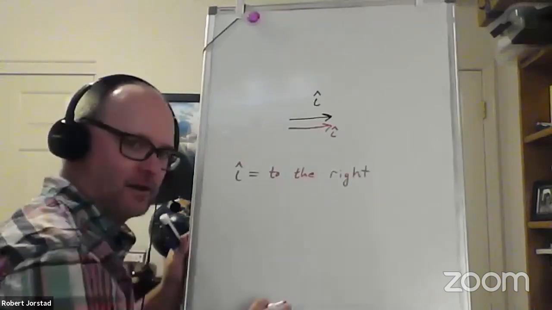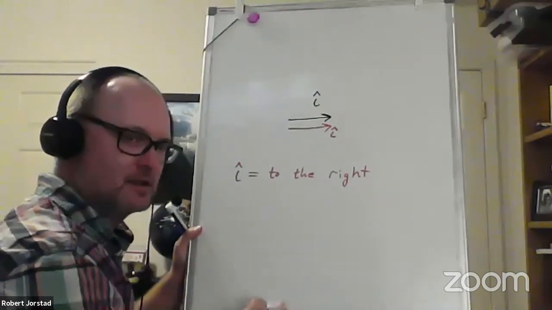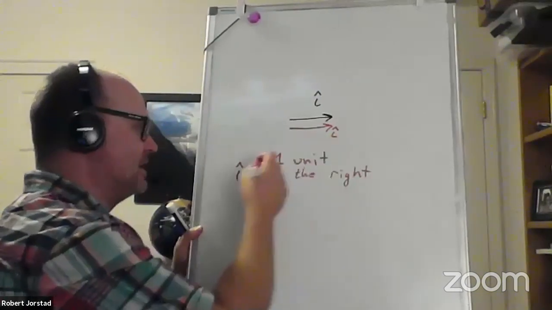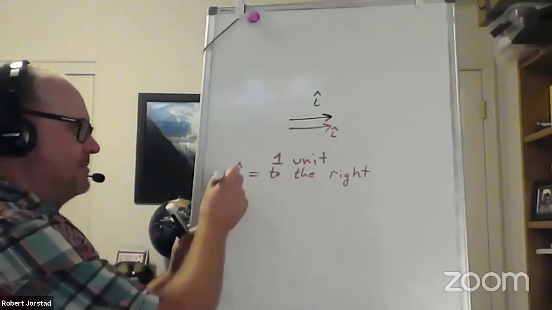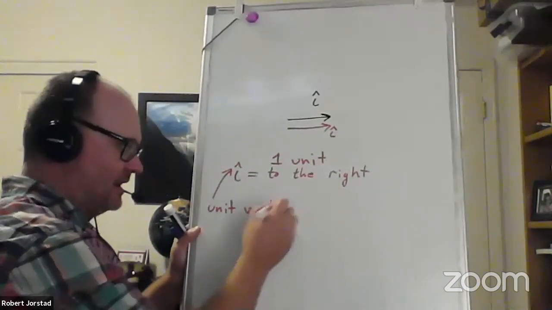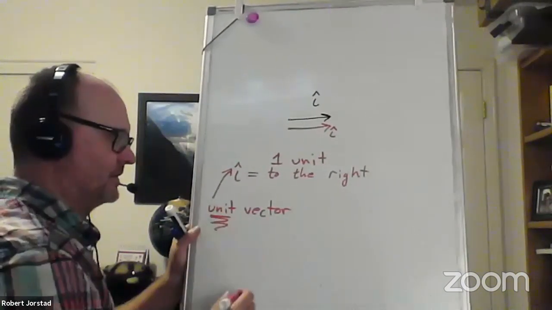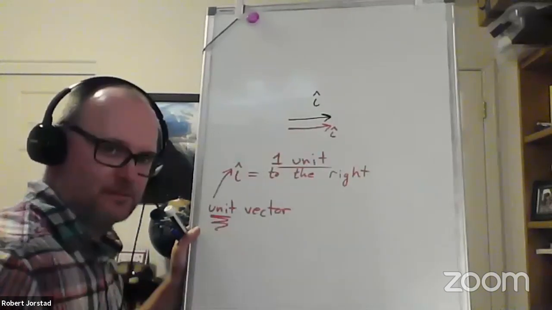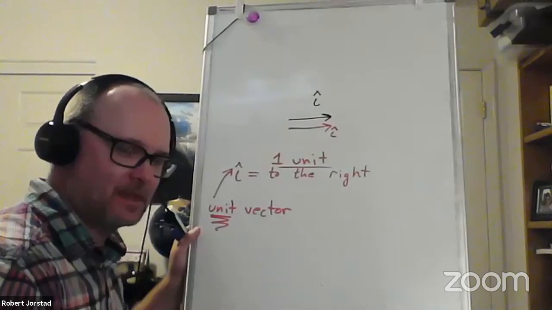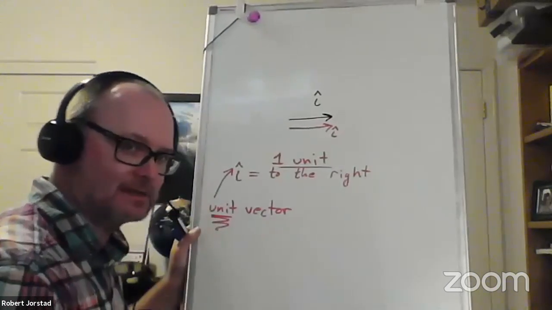I'm going to go even farther and say it means 1 unit. It is a unit vector. So a hat means a unit vector. It's a special type of vector. It's still a vector, but it's a unit vector. That means it's 1 unit long. So that's what I hat means. It doesn't just mean to the right. It means 1 unit to the right.